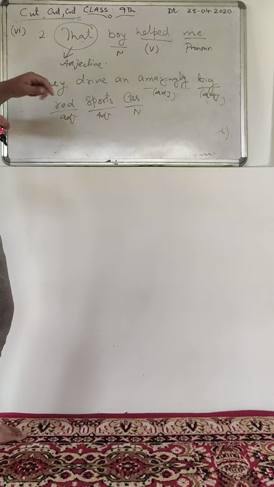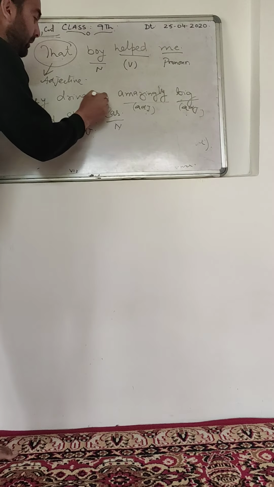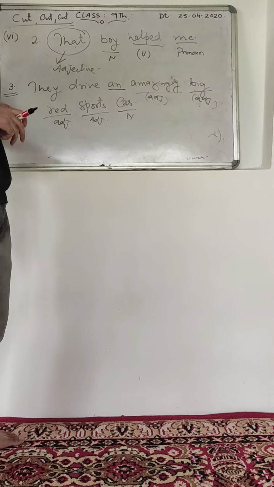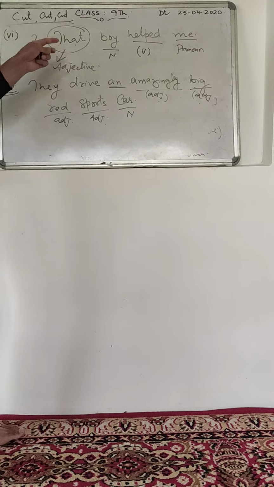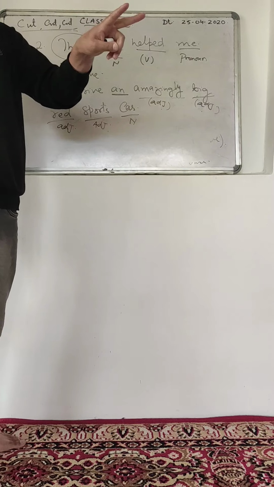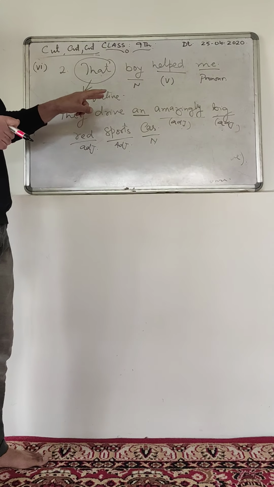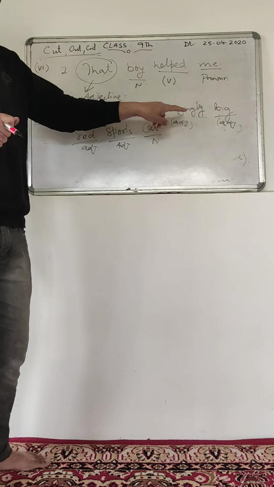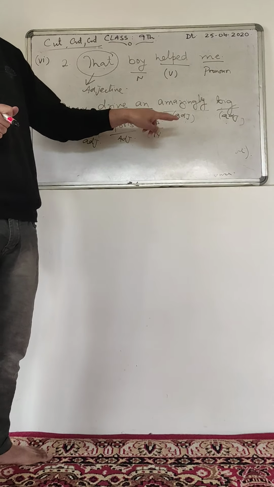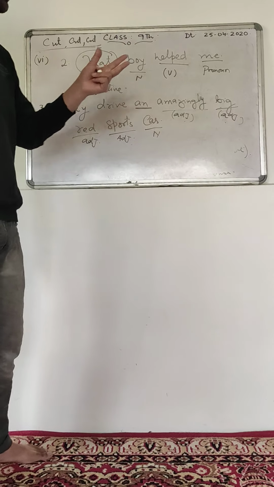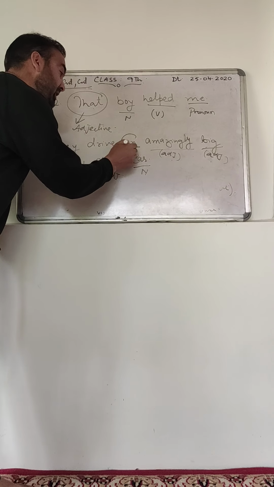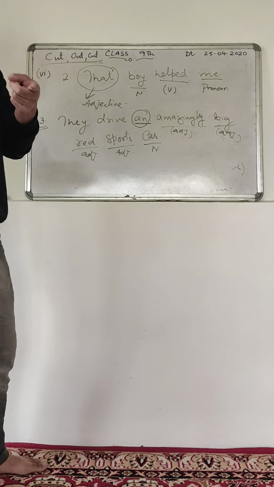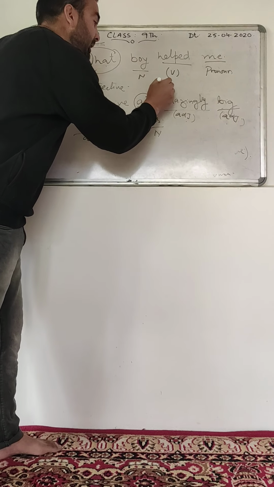Again, there is a word an. Although we call it an article, indefinite article, but here this an is used as an adjective. Why? Because I may read the sentence again. They drive an amazingly big red sports car. It means how many cars they drive. This an indicates that they drive just one car. This gives us information about the number of cars. So again, this is an adjective.